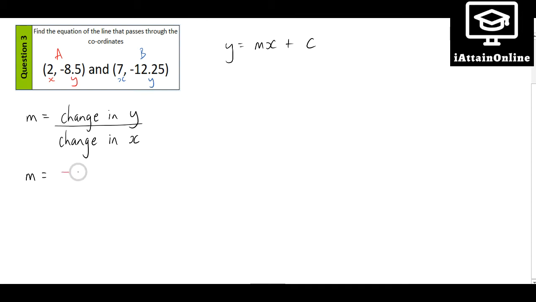So I'm going to start with the y value, negative 8.5, and we're taking away whatever the y value is in coordinate b. Watch out, that's again a negative 12.25. And we're going to divide that by, I started with coordinate A, so I need to start with coordinate A again, with my x value, 2, take away whatever my x value is in coordinate B, that's a 7.